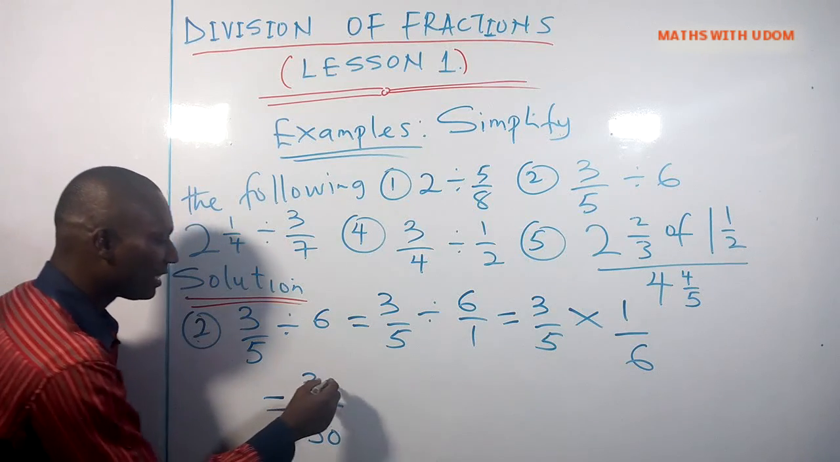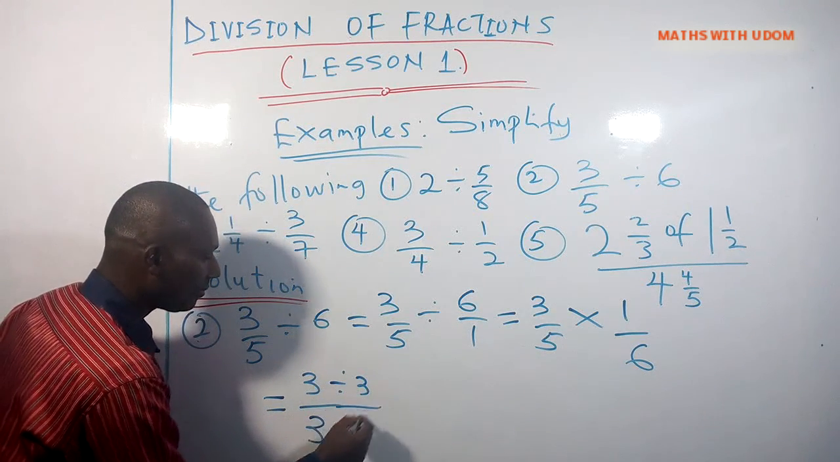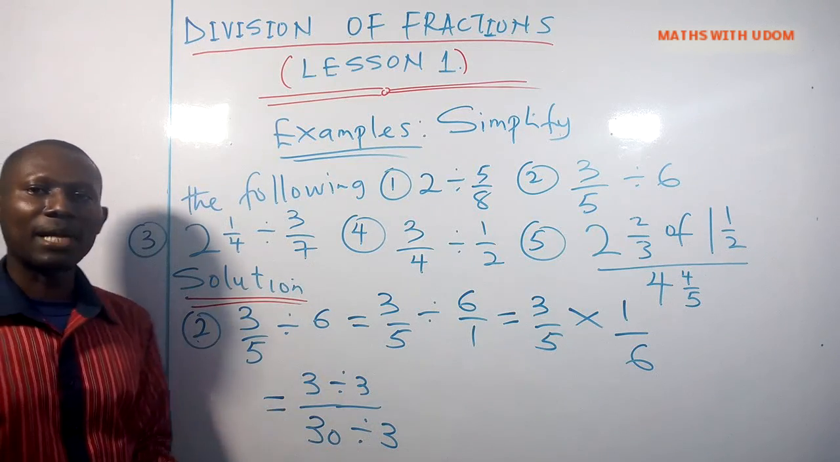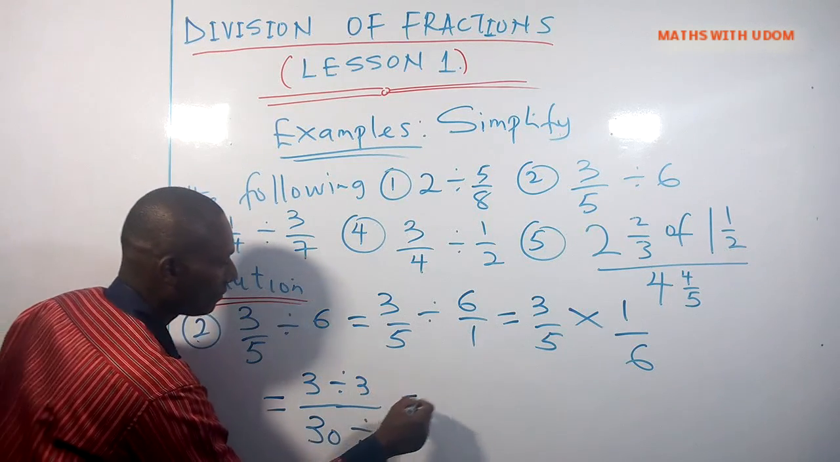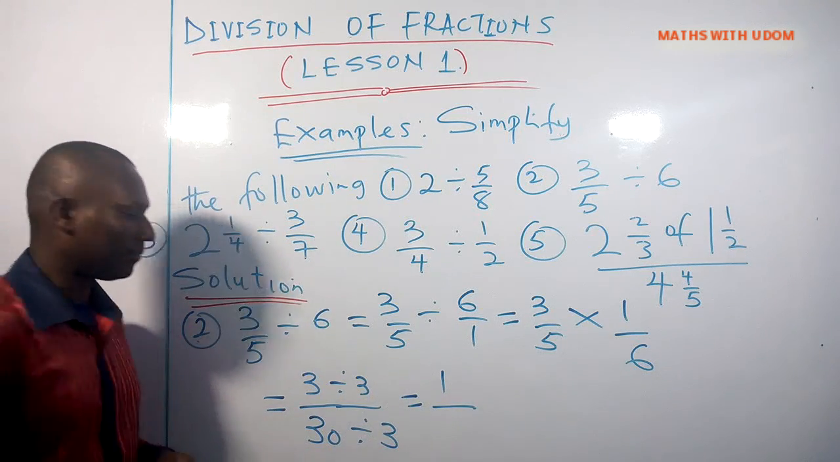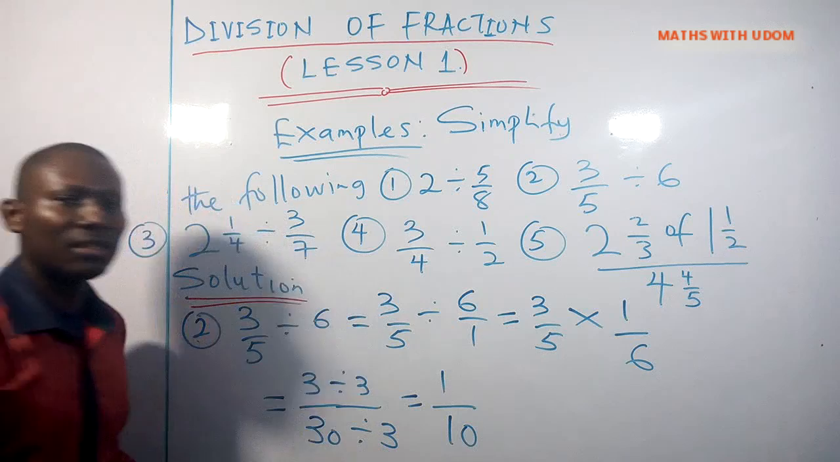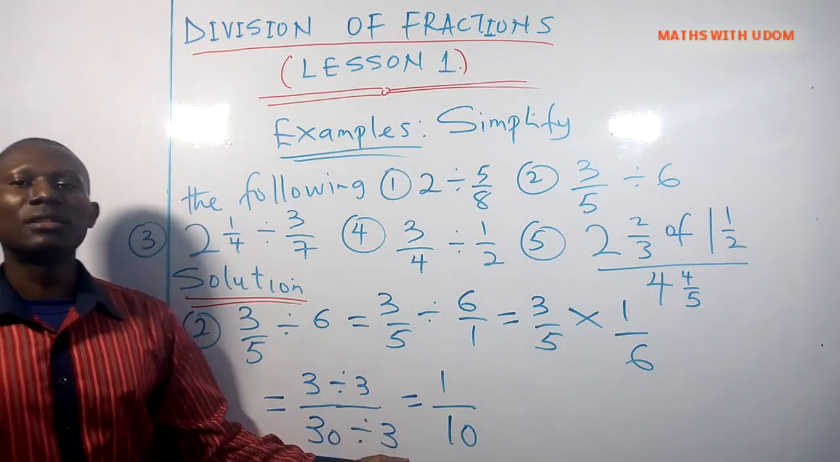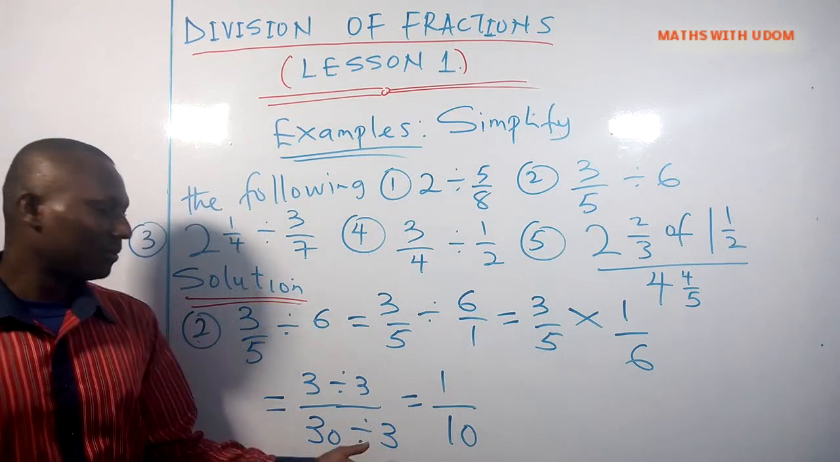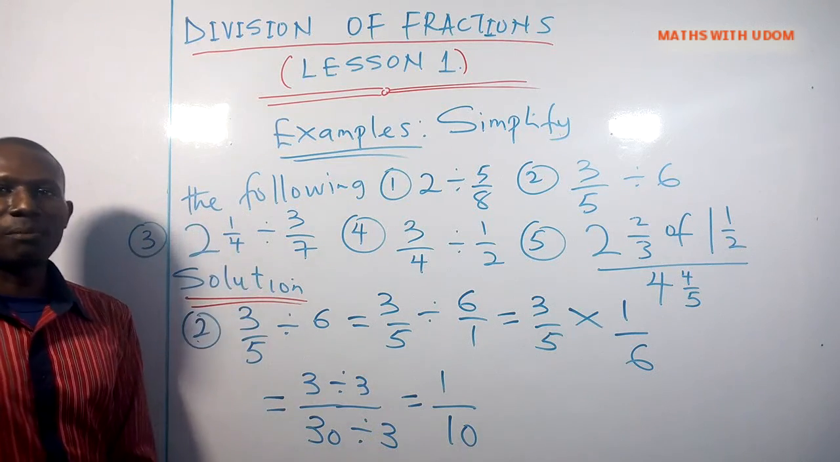So we divide the numerator by 3. We divide the denominator by 3. So 3 divided by 3 will give us 1, while 30 divided by 3 will give us 10. So at the end of the day, our final answer is 1 divided by 10, which is what? A proper fraction. Is that okay? Alright. So let's move to example 3.